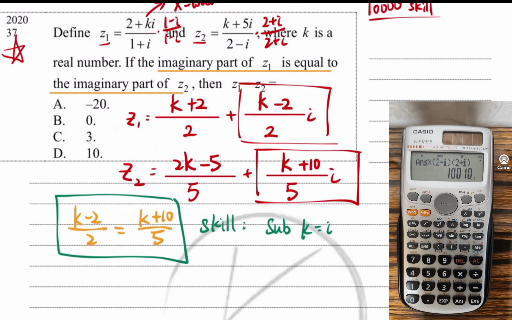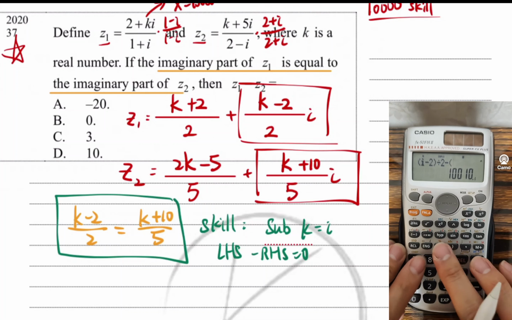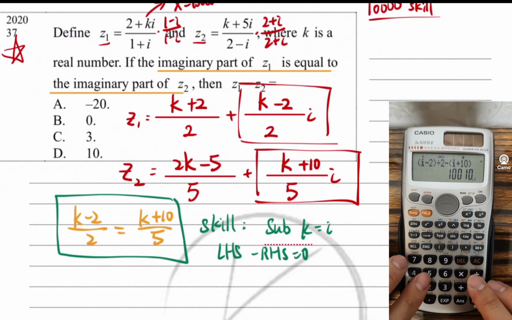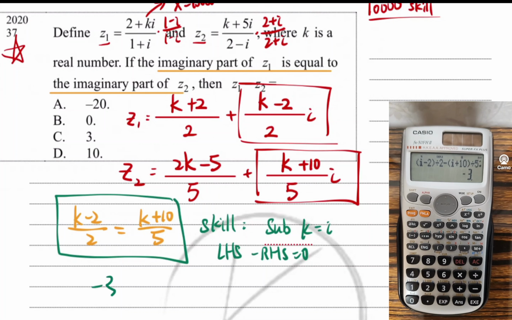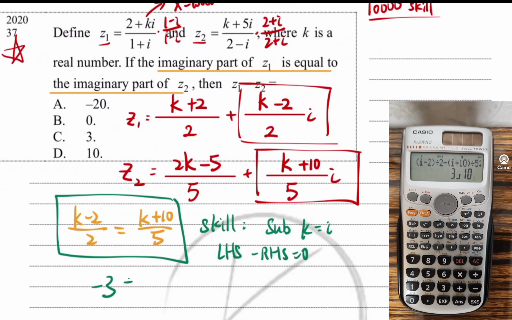Substitute k equals i and press it in your calculator. Make your left hand side minus your right hand side equals 0. So let's see: (i minus 2) over 2 minus (i plus 10) over 5. Then you get negative 3, so you write negative 3 here, and then shift solve, then this one will be your k. Okay, 3 over 10 i, but your i is actually your k. So plus 3 over 10 k equals 0.